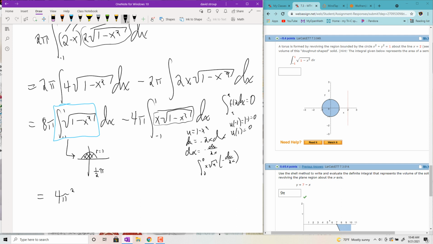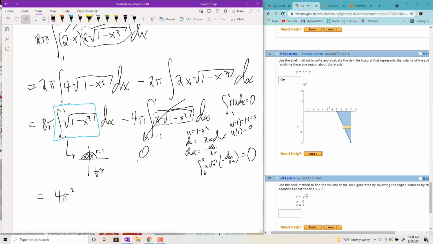Even if you didn't bother noting all this theoretical stuff and you went and integrated it by brute force, that's what's going to happen. This thing ultimately will be a big fat 0. So this whole second part will just be 0, and you just get 4 pi squared.